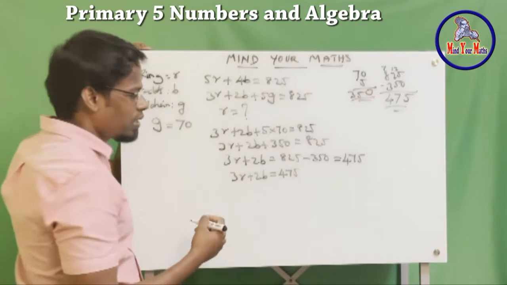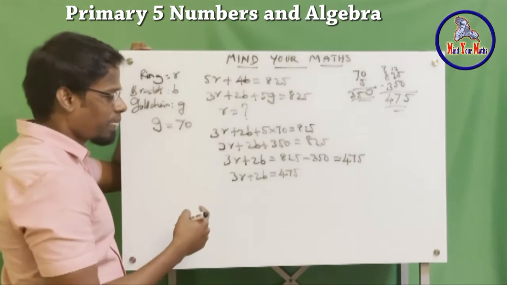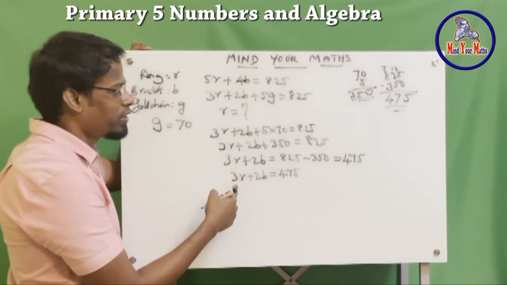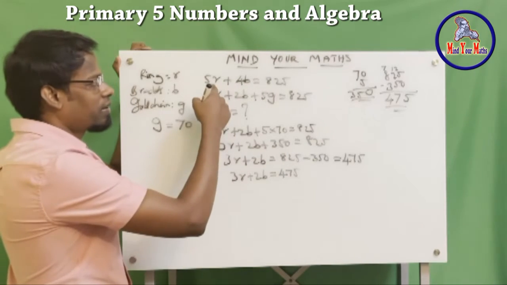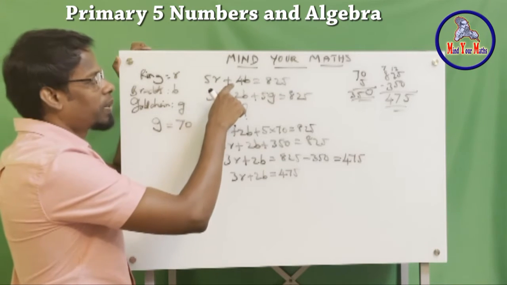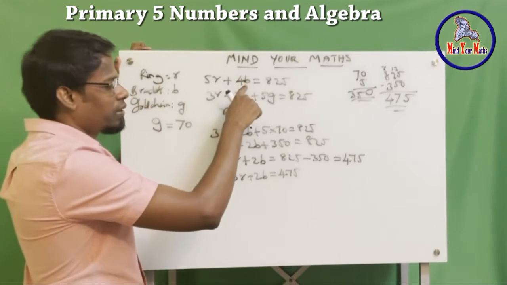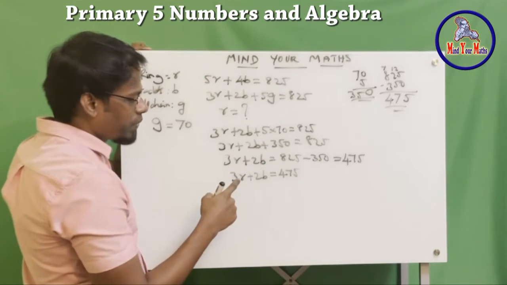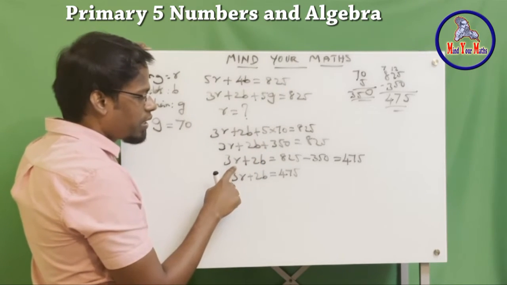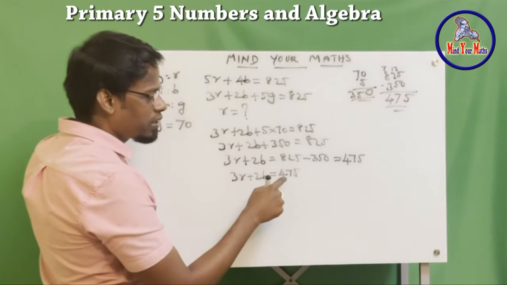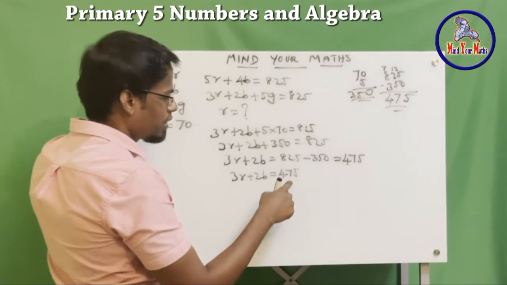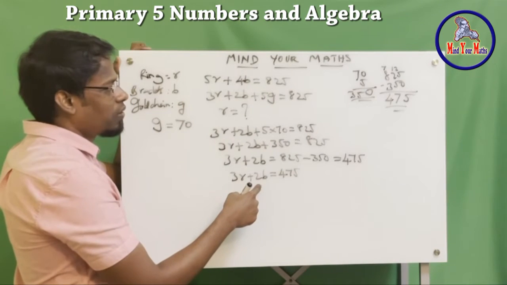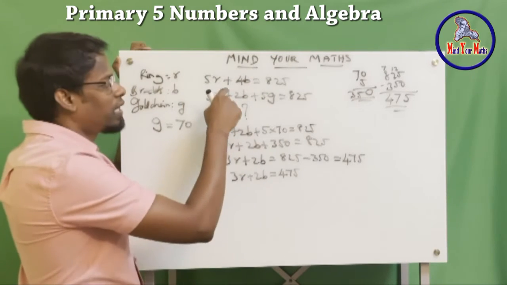Right? You got it? Now what we need to find? The value of R, right, the value of R is what we need to find. So as per here, 5R plus 4B is equal to how much? 825. And now in here, 3R plus 2B is equal to 475, right? So now let's find the value of B, then we will be able to find the value of R.